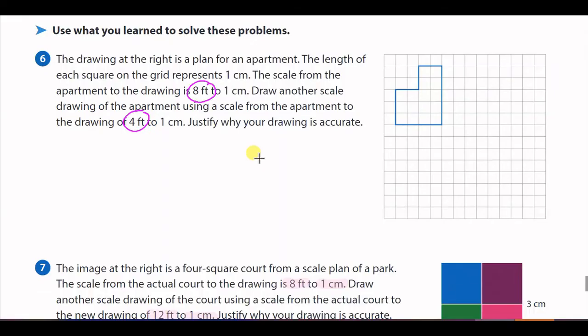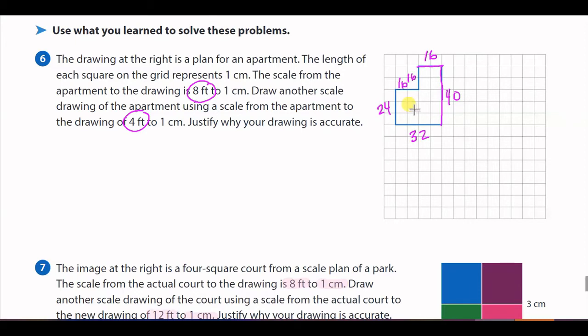So each one of these represents 8 feet. So this is 16. This is 5. This is, let's see, 8 times 5. That's 40 feet. 8 times 4 is 32 feet. 8 times 3 is 24 feet. 8 times 2, that's 16, and 16.